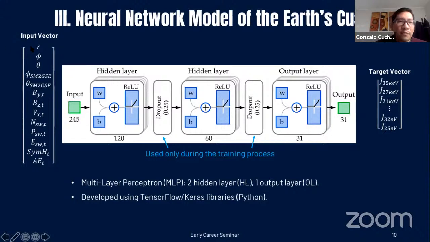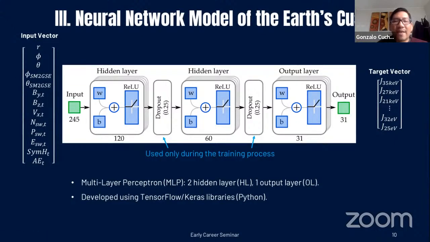And in the input, as I said, we will have 240 elements. Some of them are from solar wind, some of them are geomagnetic indexes. And as I said before, we have 5 additional elements. The first 3 are related to the position of the satellite, of the Cluster satellite, when it was acquiring the target vector. The next 2 are related to the dipole tilt information.